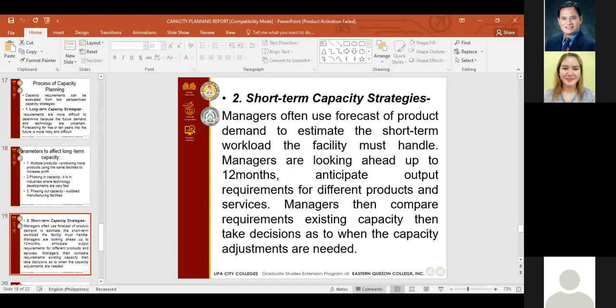Then in the short-term capacity strategies, the managers often use forecasts of product demand to estimate the short-term workload the facility must handle. So the managers are looking ahead up to 12 months to anticipate output requirements for different products and services. The managers then compare requirements and existing capacity, then decide when the capacity adjustments are needed.